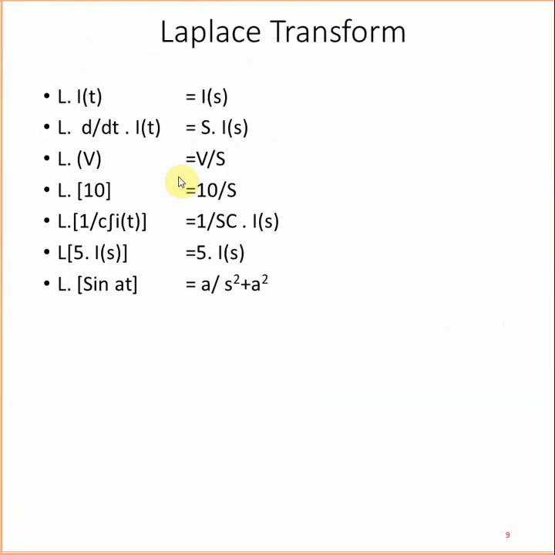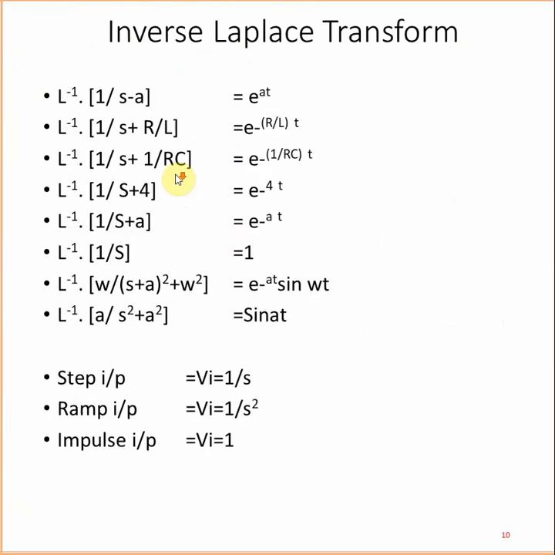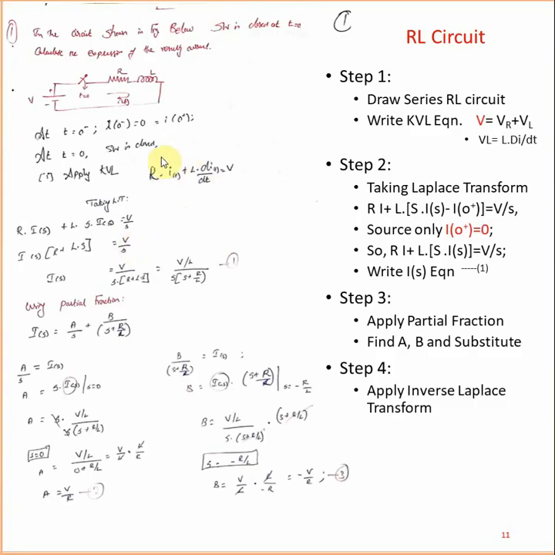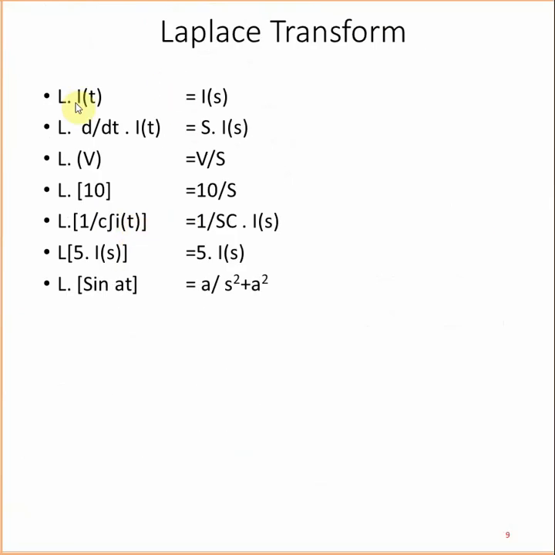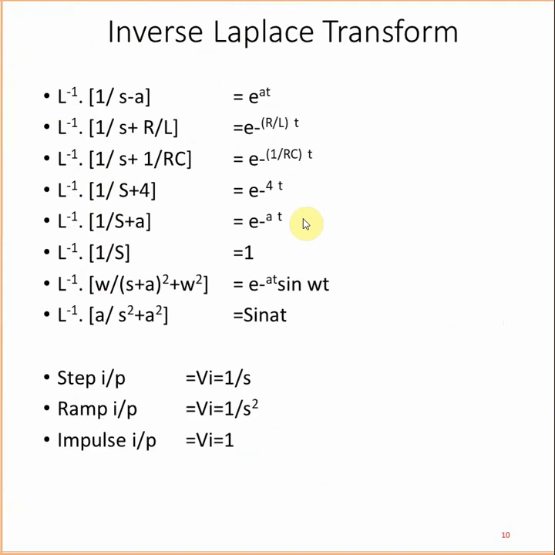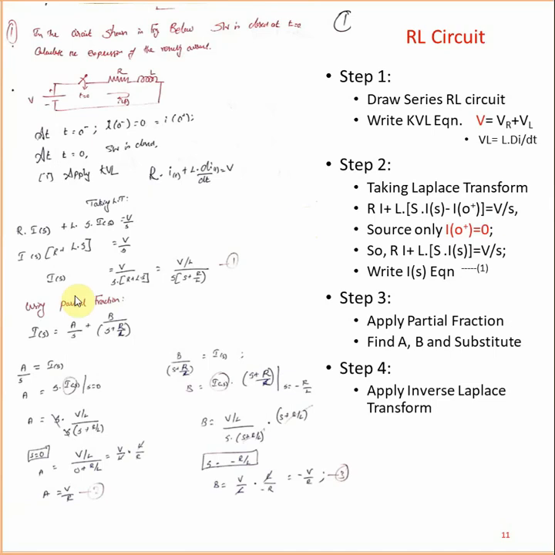That's why I showed you this slide. So apply the Laplace transform in that equation: R into I of s plus L into d by dt replaced by s into I of s is equal to V, replaced by V by s. Refer only to these 7 equations. Only 7 equations are enough to complete RL, RC, RLC and related problems.